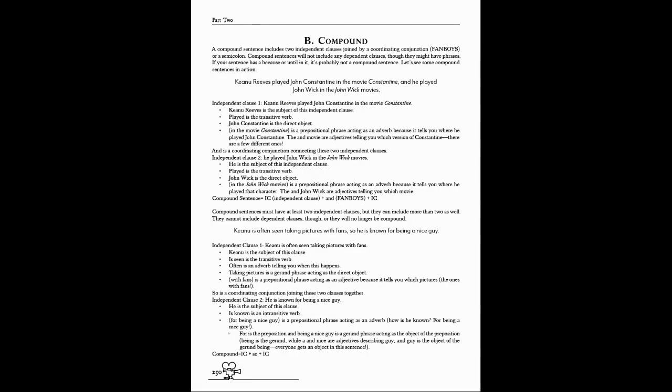So now we are into the sentence type known as a compound sentence. A compound sentence is going to have two independent clauses, and you will have either a coordinating conjunction, that's one of your fanboys, or a semicolon in between the two of them. You are not going to have any dependent clauses. You might have some phrases, like a prepositional phrase, but you're not going to have a dependent clause in there. If it does, then it's not a compound sentence. It's probably a complex sentence.